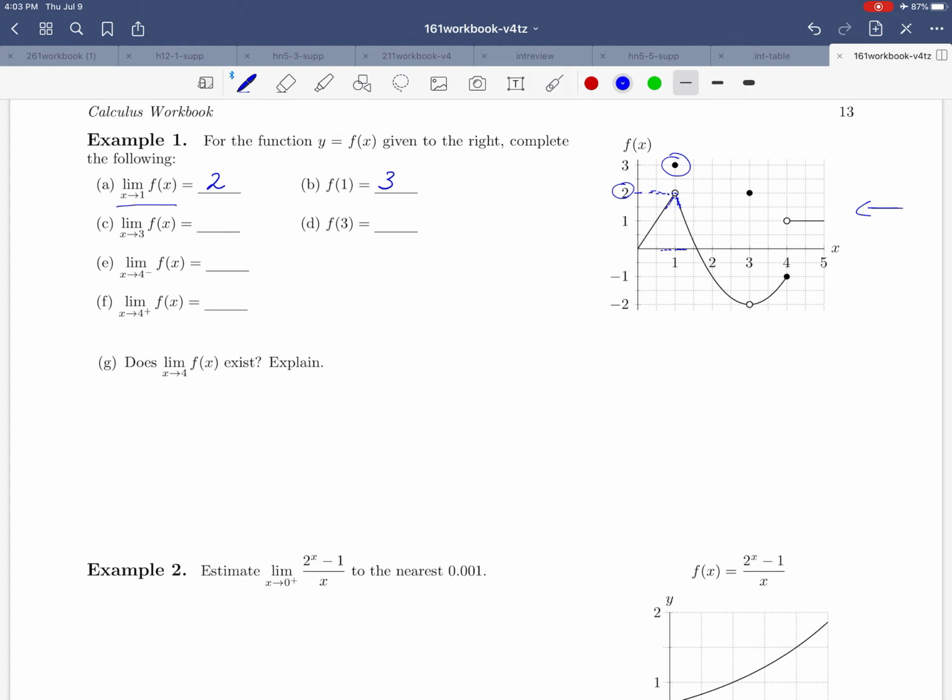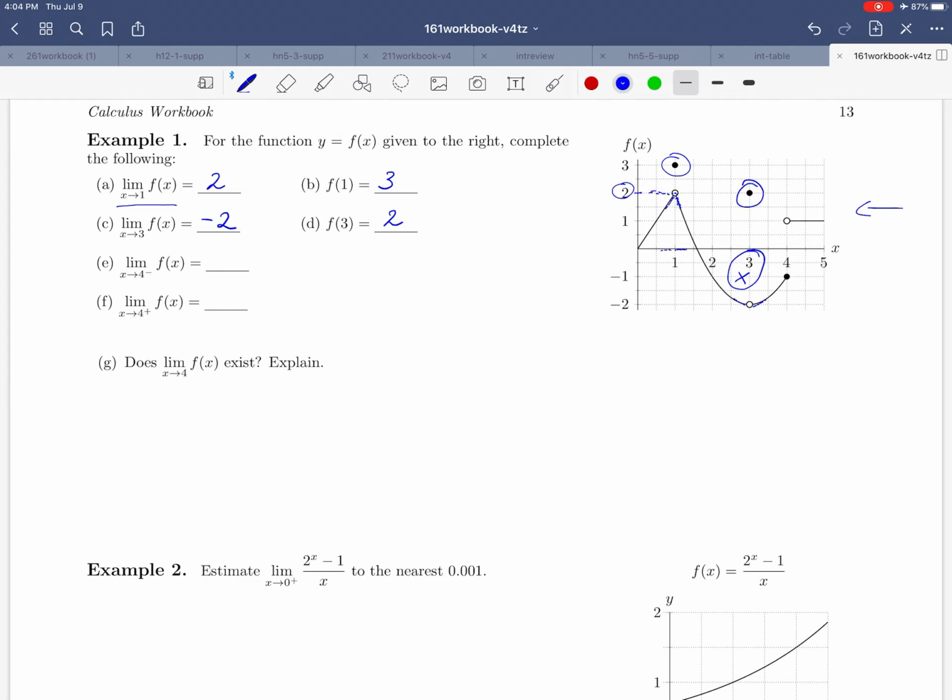Now let's look at what is happening when x approaches 3. So we're computing the limit as x approaches 3 from the left and from the right. So from the left, we are approaching minus 2, and from the right, we are also approaching minus 2. So the answer is minus 2. What is happening at x equals 3? So what is the function value? Well, there, again, the closed dot tells the story. So f of 3 is equal to 2.